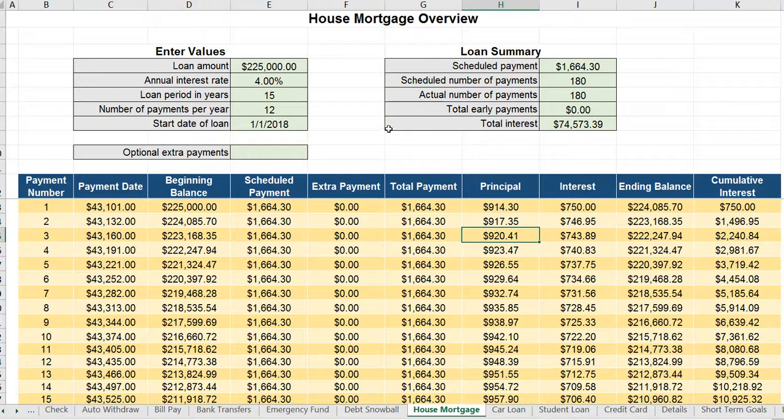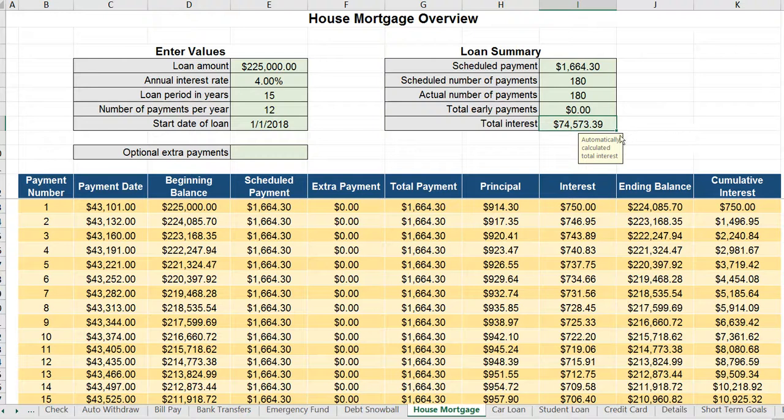Here's the most insightful thing. Two main things. One, this figure here. Over 15 years, you will pay $74,000 on a $225,000 loan. It's extremely high. That's the interest that you'll pay. So I highly recommend, again, this is another reason to establish a budget and stick to it, because the savings can be drastic if you can become debt free sooner than planned.